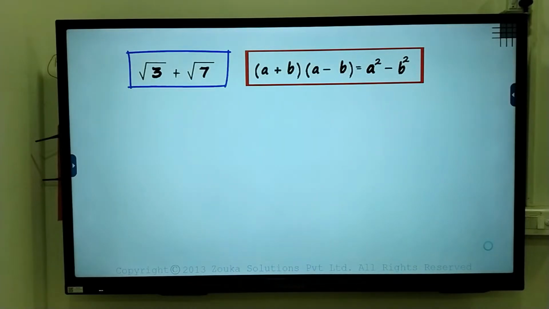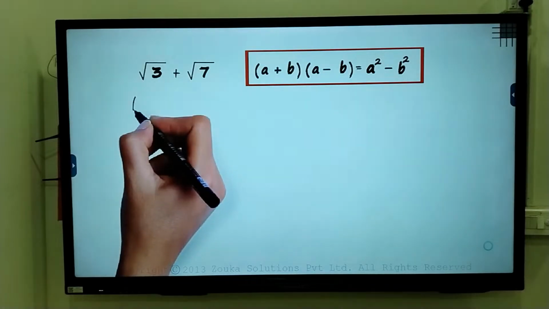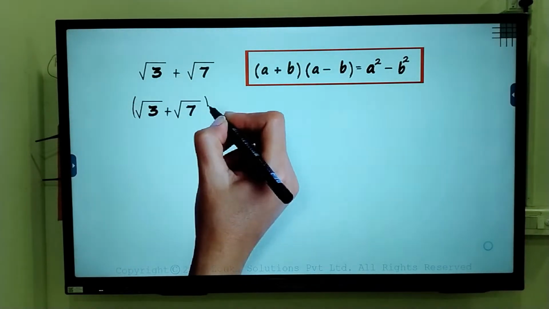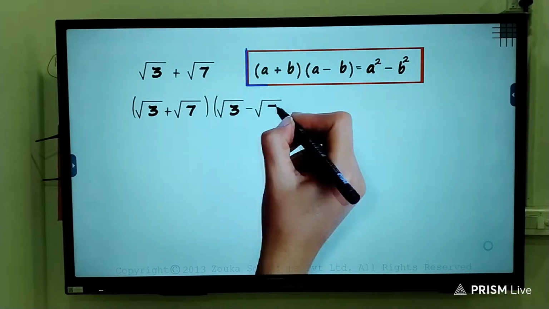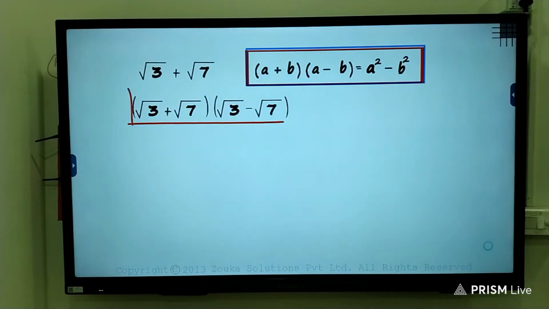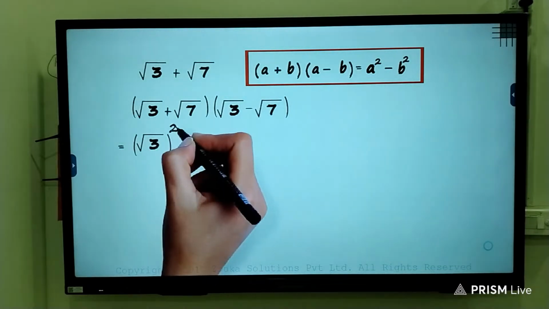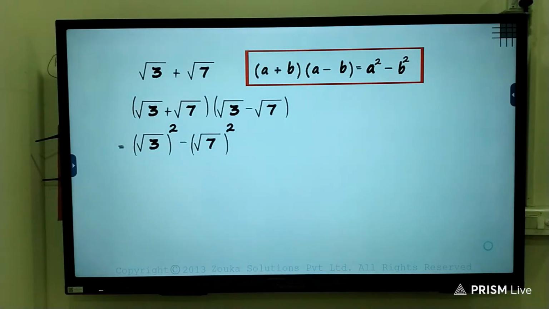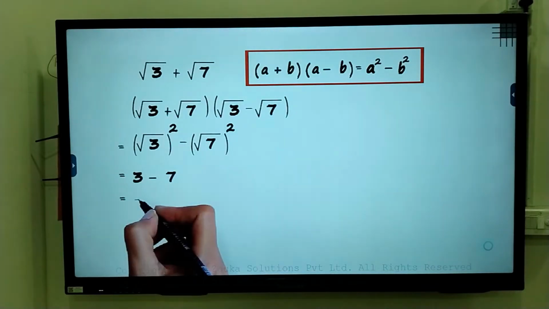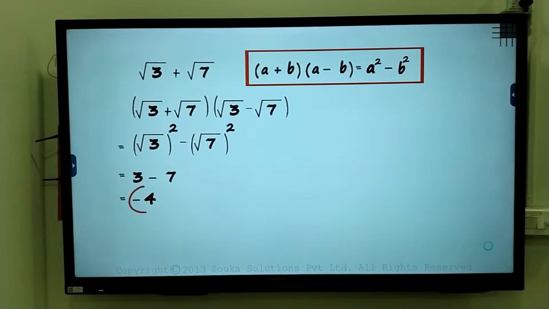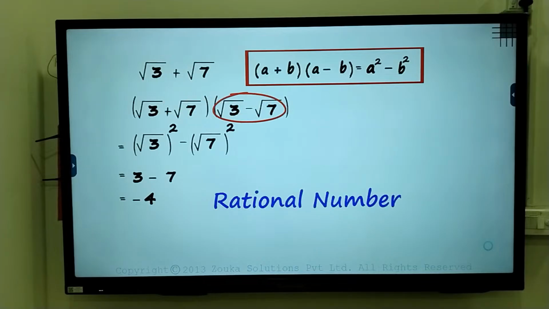So what do we multiply this with? Let's try multiplying root 3 plus root 7 with root 3 minus root 7. Using this identity, we can say that this equals root 3 squared minus root 7 squared. Root 3 squared equals 3 and root 7 squared equals 7. Hence, this equals 3 minus 7, which equals minus 4. And minus 4 is a rational number. We multiply this with root 3 minus root 7 to get a rational number.